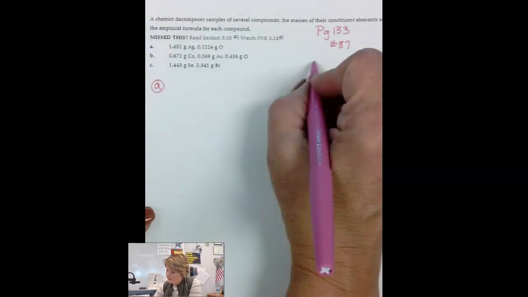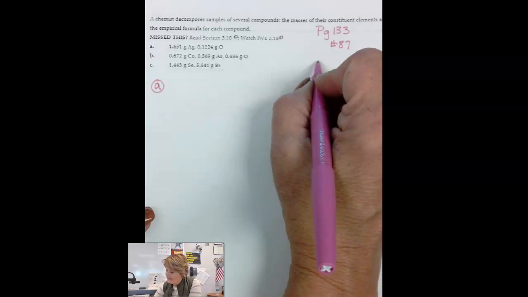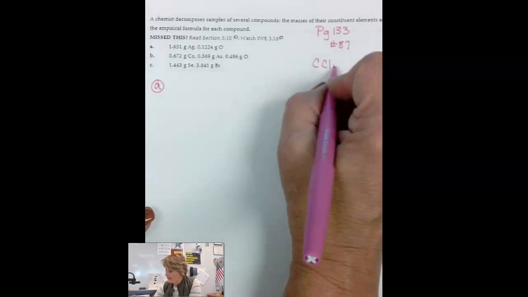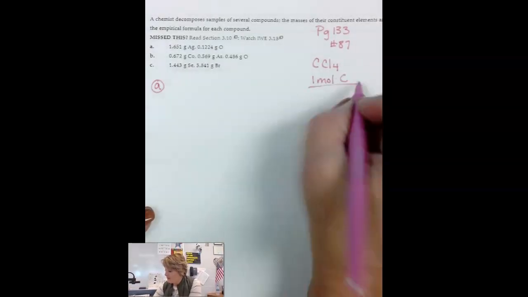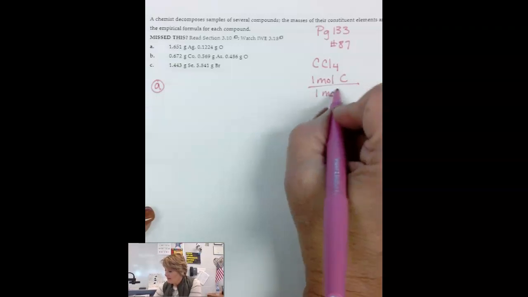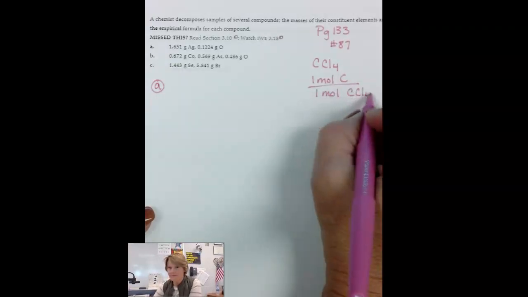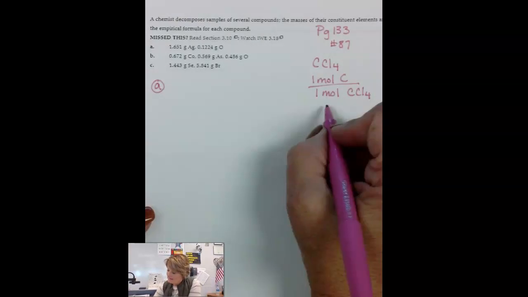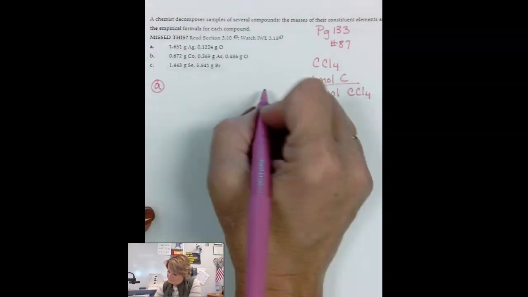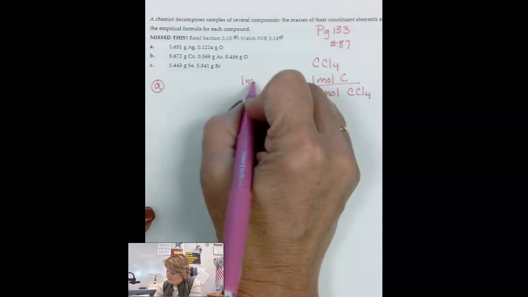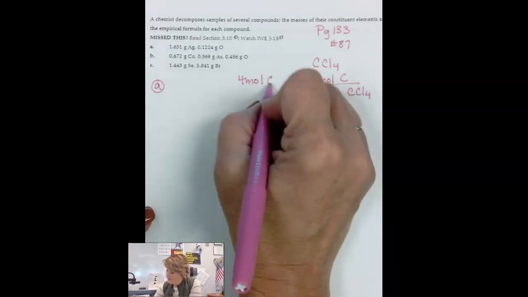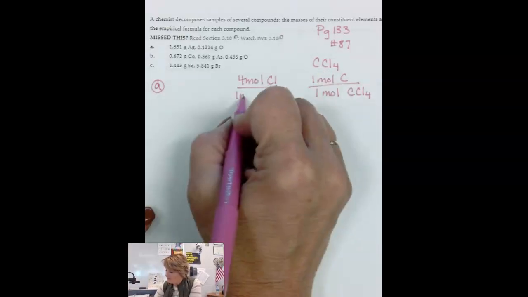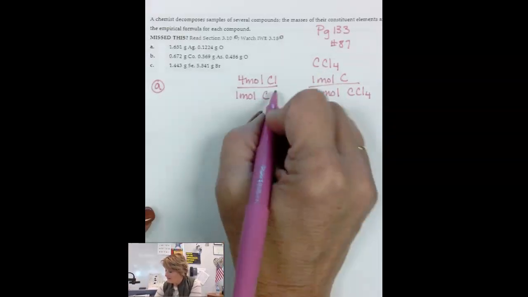If you read through earlier on your packet, your book, let's say you have something like this. And so that means, let's just talk about what it means. It means you have 1 mole of carbon for 1 mole of carbon tetrachloride. That's what that means. Or you might say that you have 4 moles of chlorine for 1 mole of carbon tetrachloride.